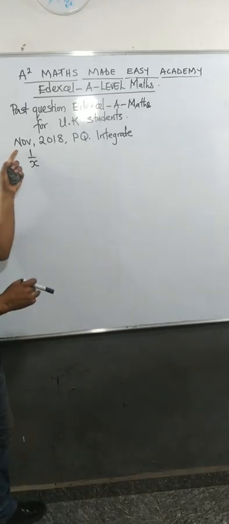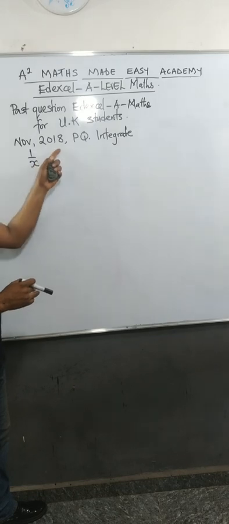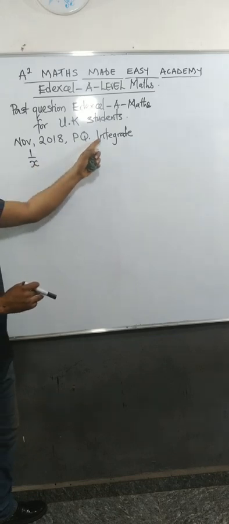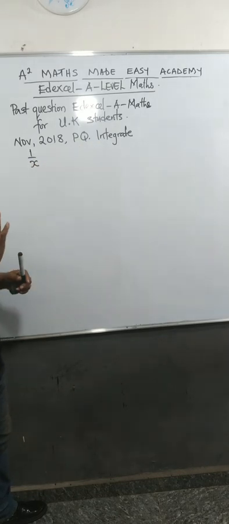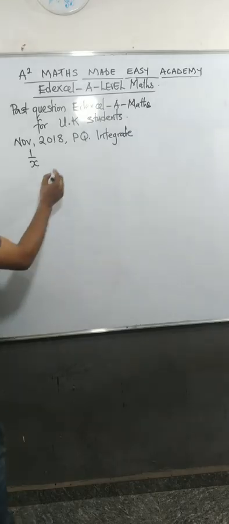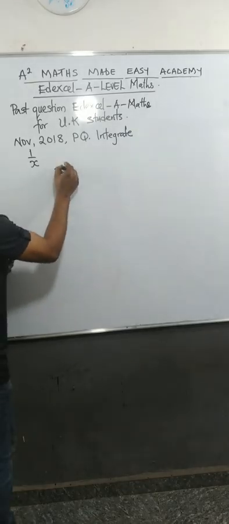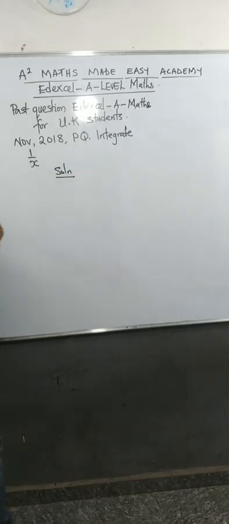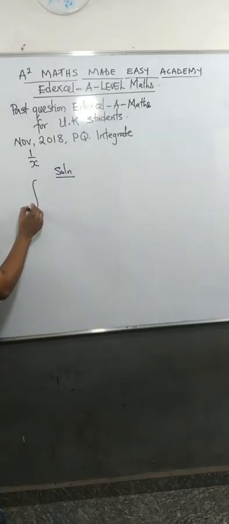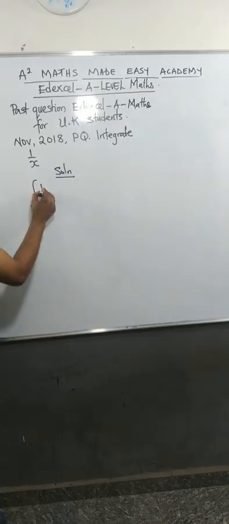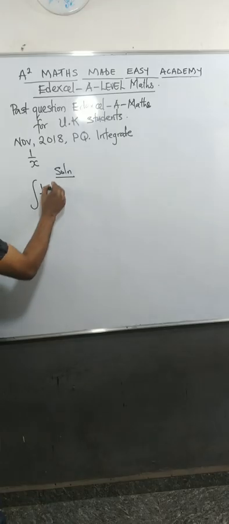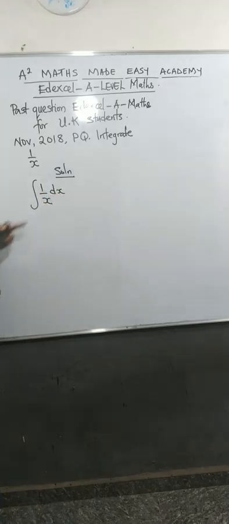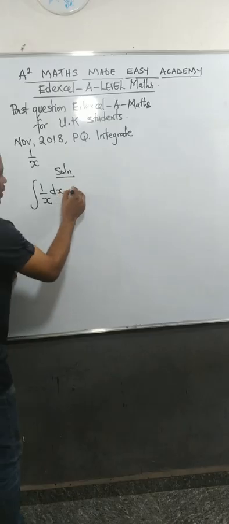Now, can we observe this past question, November 2018? The question says, integrate 1 over x. Now, I want to integrate 1 over x. The first thing I'm going to write is solution. Then this is the symbol for integration, and the question says 1 over x, then introduce the dx. The dx means a little change in what? x.